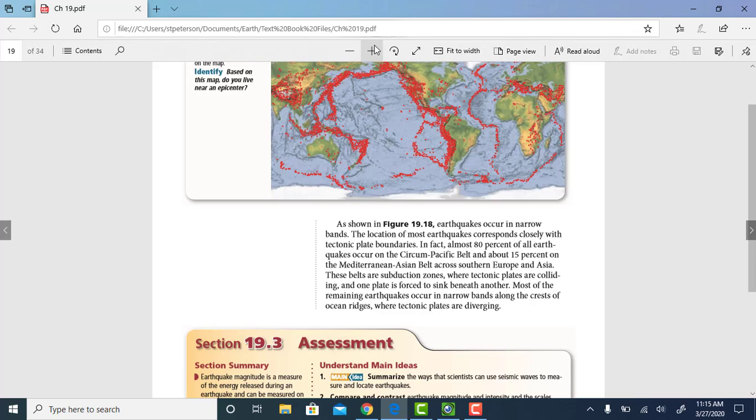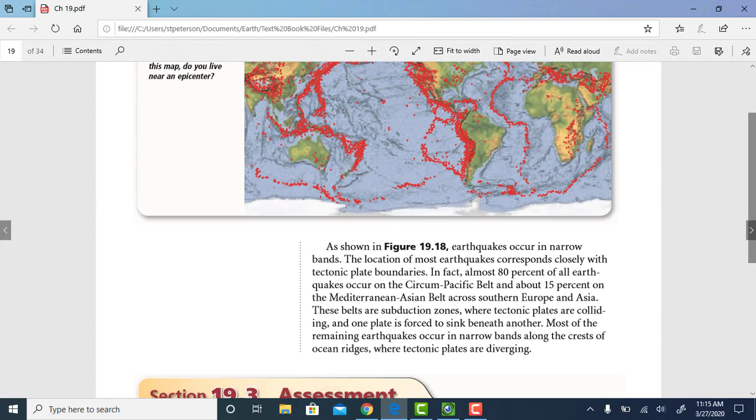As shown in Figure 19.18, earthquakes occur in narrow bands. The location of most earthquakes corresponds closely with tectonic plate boundaries. In fact, almost 80% of all earthquakes occur on the Circum-Pacific Belt and about 15% on the Mediterranean-Asian Belt across southern Europe and Asia. These belts are subduction zones, where tectonic plates are colliding and one plate is forced to sink beneath another. Most of the remaining earthquakes occur in narrow bands along the crests of ocean ridges, where tectonic plates are diverging.